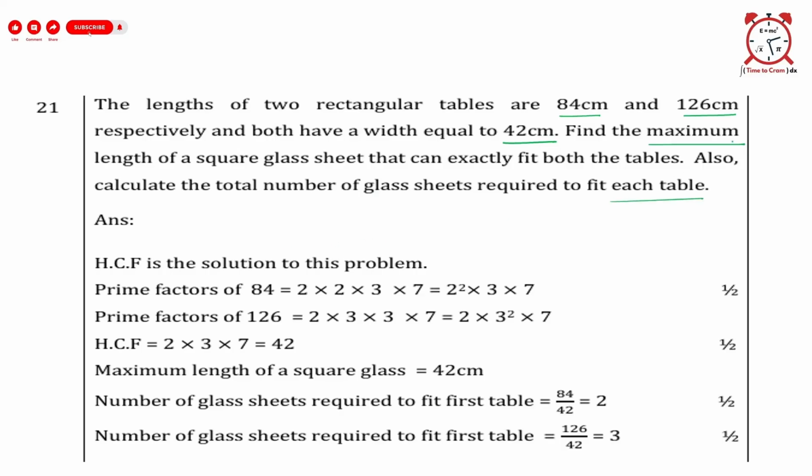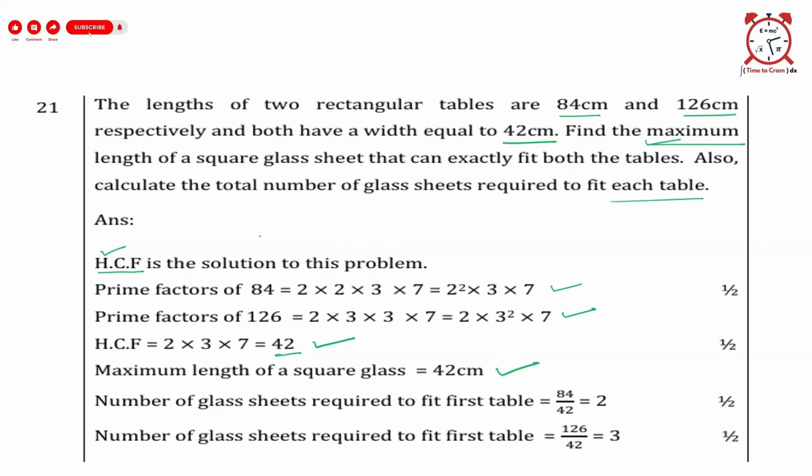So here the word maximum leads us towards the HCF, because we know what the meaning of HCF is. Okay, highest common factor. So we have to find the highest common factor, and this question is from chapter number 1, real numbers. So we will make the prime factorization of 84 as well as 126. We will find the HCF from both the numbers. So HCF is 42 centimeter. So the maximum length of the square glass is 42 centimeter.